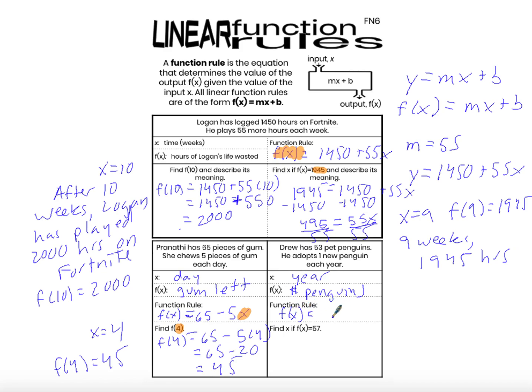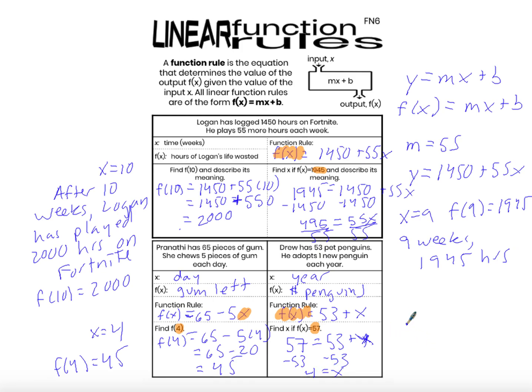Instead of y, f of x, 53 plus 1x, or just plus x. For both of these, I could have written f of x equals negative 5x plus 65, f of x equals x plus 53. I'm asked to find x if f of x equals 57. So that means I'm being given the value of the output and asked to find the input. What a great function rule. I'm using inverse operations to solve.